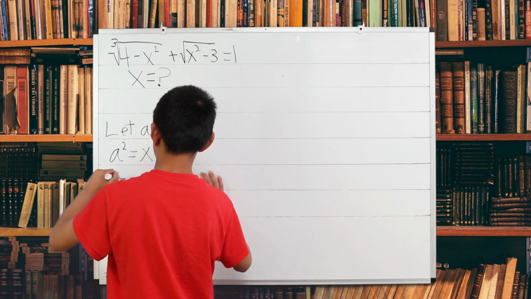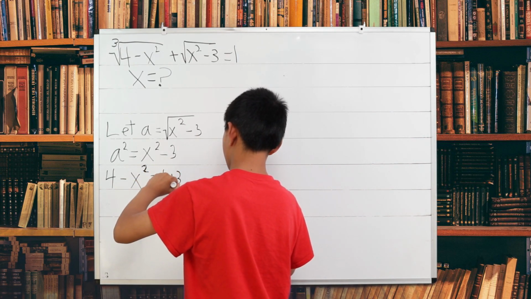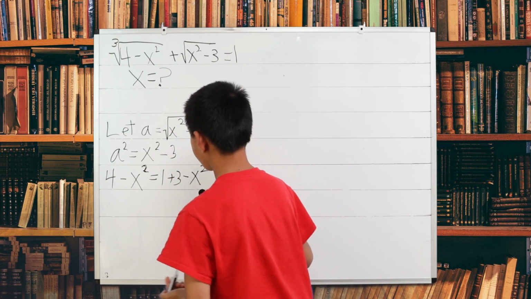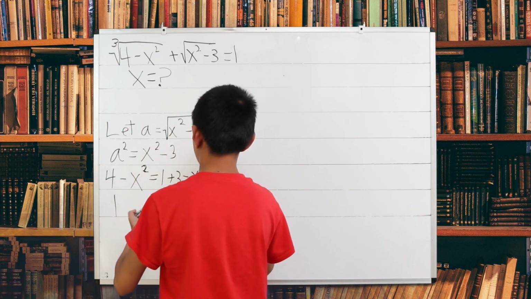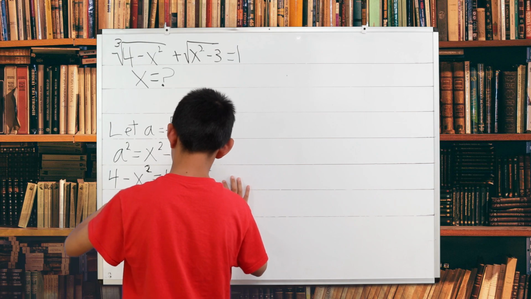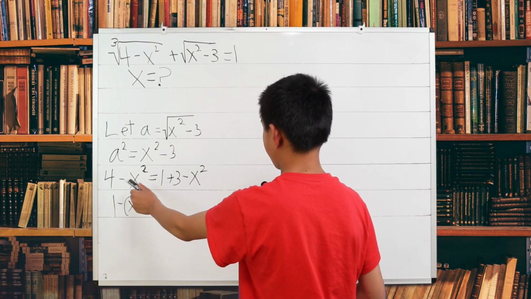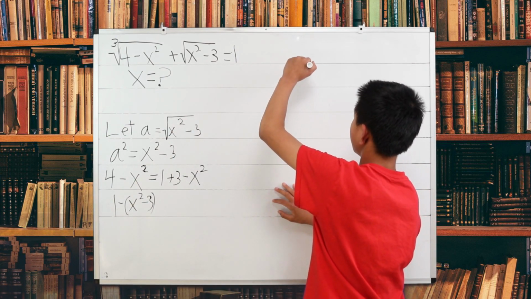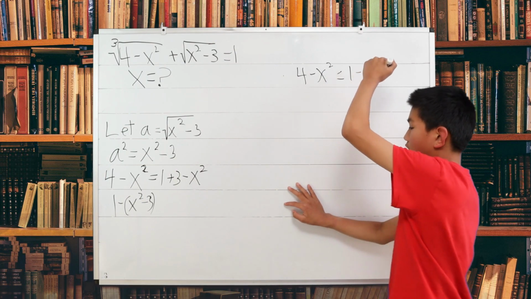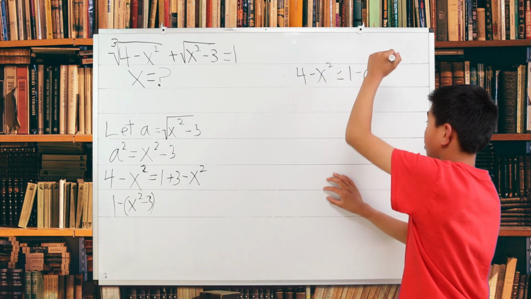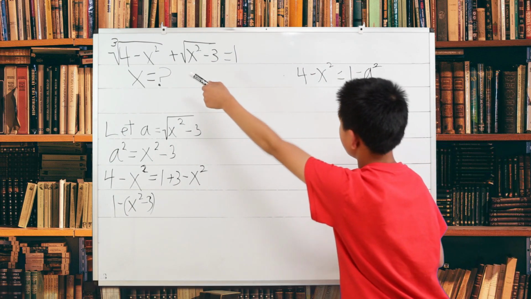So 4 minus x squared is just equal to 1 plus 3 minus x squared. So we can rewrite it as 1 minus (x squared minus 3), because we take out the negative 1. And now we see that this is a squared, so we now know that 4 minus x squared is equal to 1 minus a squared. Now we plug these values of a squared and 1 minus a squared into the original equation.